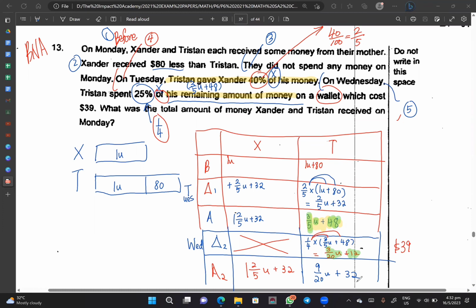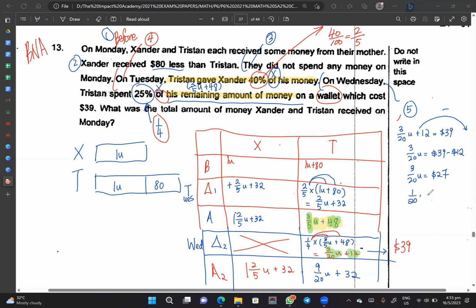Now, the only thing I can do is say that 3 over 20 units plus $12 is equal to $39. Can you see this part? Same family sit together, so I'm going to shift the $12 over. So 3 over 20 units is equal to $39. When I cross the equal border, I always have to minus. So I minus $12 over here. So we get 3 over 20 units is equal to 27.